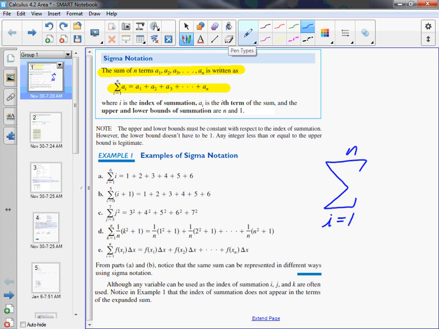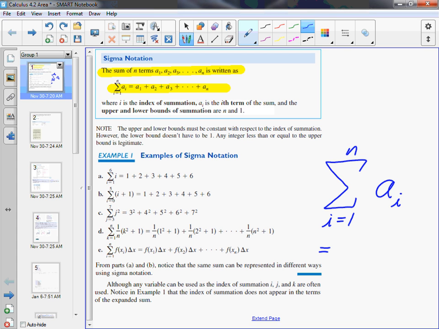All right? Then we have terms. These terms are called A. Okay? Now, we put a subscript of I, or whatever your index of summation is. For us, it's I. Now, what happens then is as we count from 1 to N, 1, 2, 3, 4, until we get to N, that subscript changes every time.